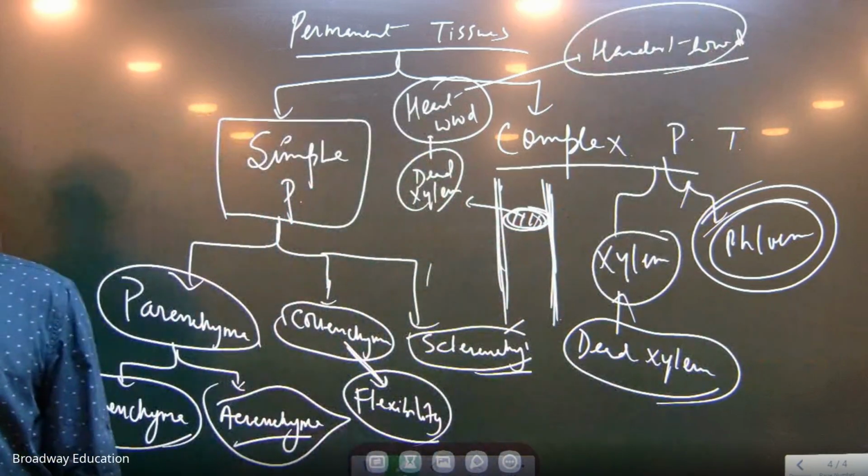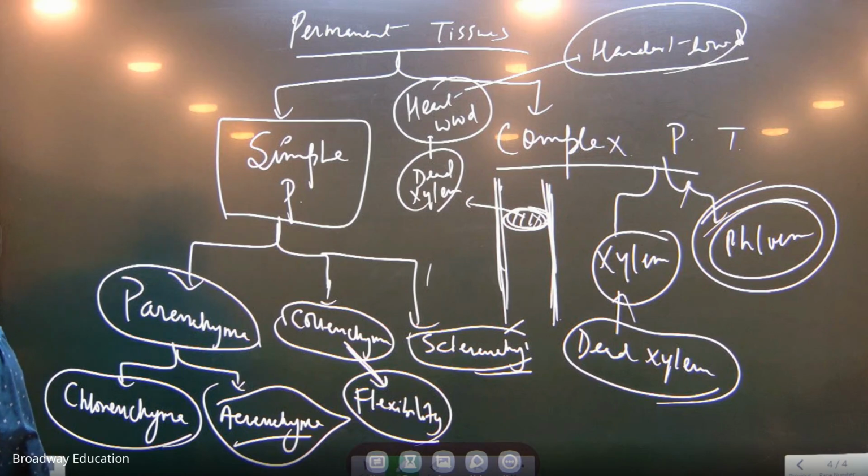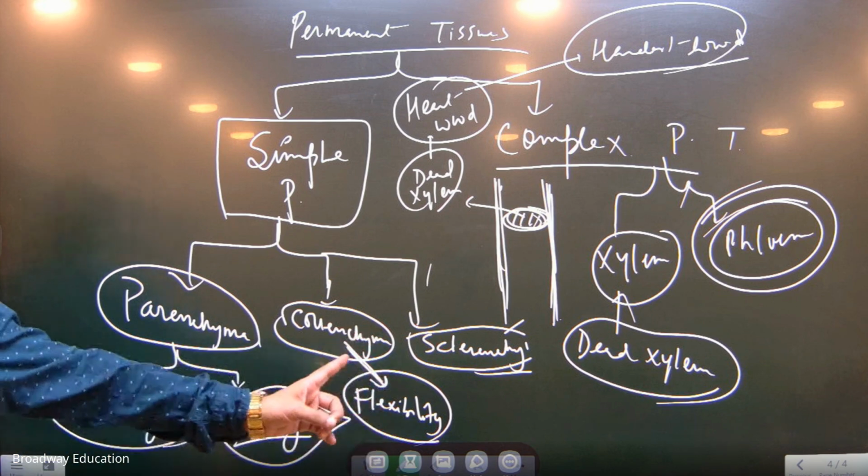Yes or no? If they ask you, the hardest wood is known as phloem, or dead phloem, the answer should be xylem. That is wrong. Is this part clear?